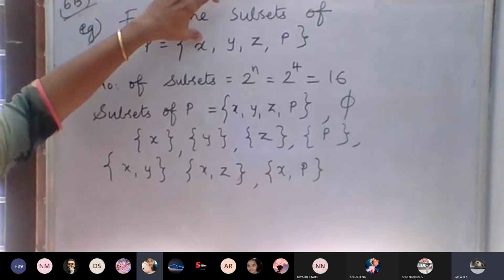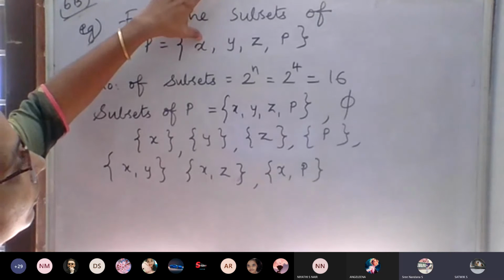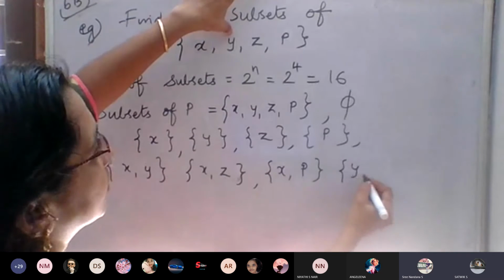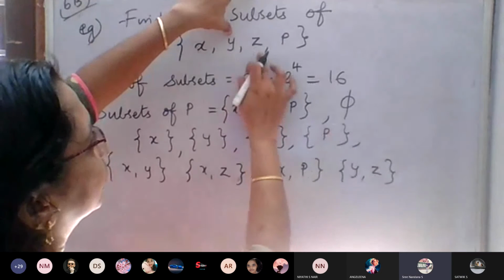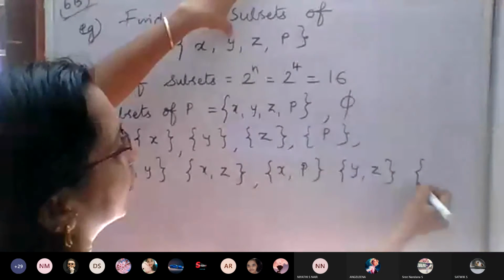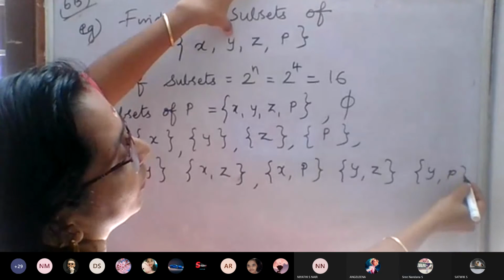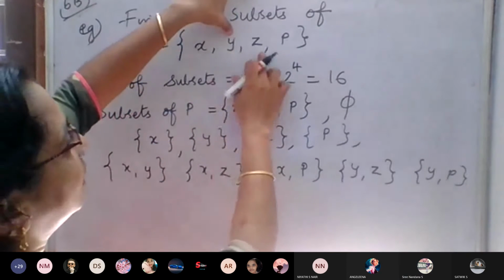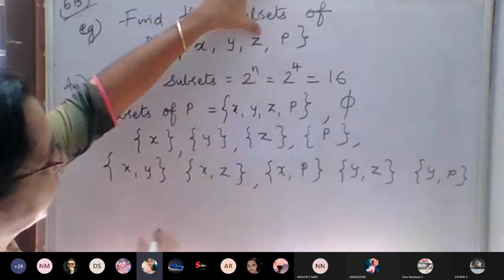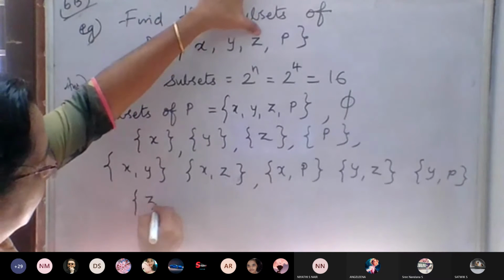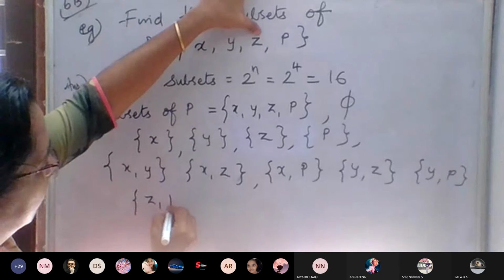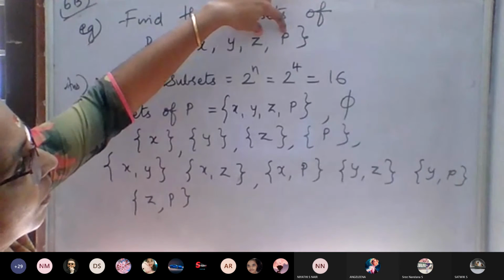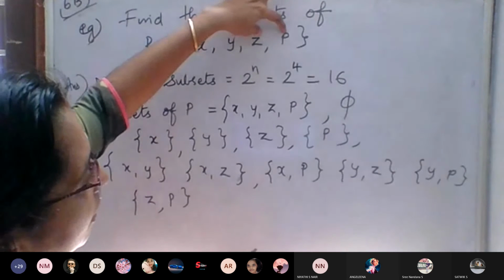Then we have to take set Y, set YZ, set YP. Set Y P is the same as YP, only changing the brackets. If you do it that way, it is easy. Then set ZP. So 2 completed, no? Yes, ma'am.